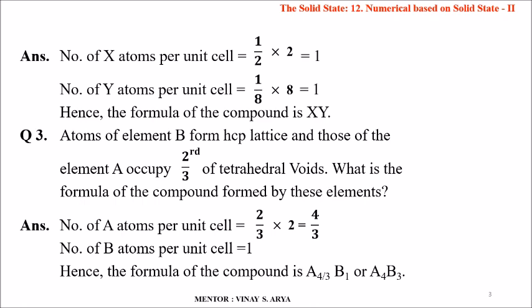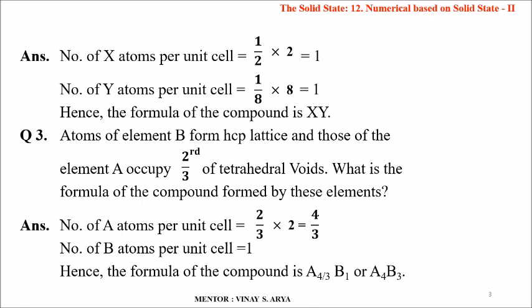The third numerical is slightly not complicated, but just a calculation variation is there. Atoms of element B form a hexagonal close packing lattice, and those of element A occupy 2/3 of the tetrahedral voids. What is the formula of the compound formed by these elements? So when we are calculating the number of atoms of A per unit cell, 2/3 is given, so 2/3 into 2, that is 4/3, while the number of B atoms per unit cell is 1.